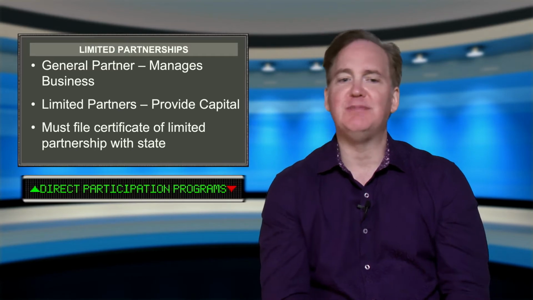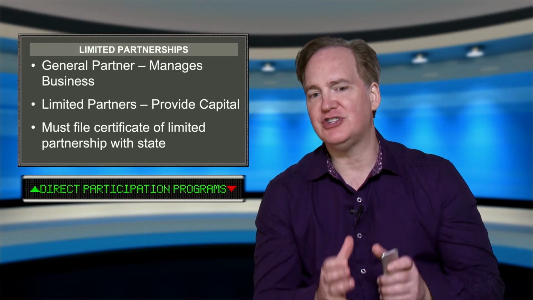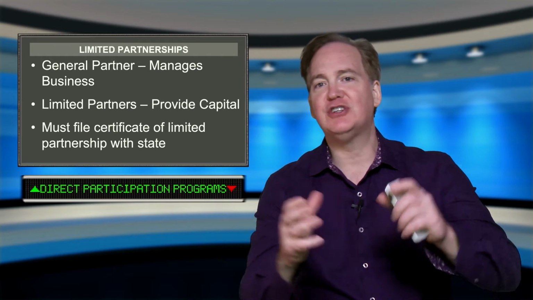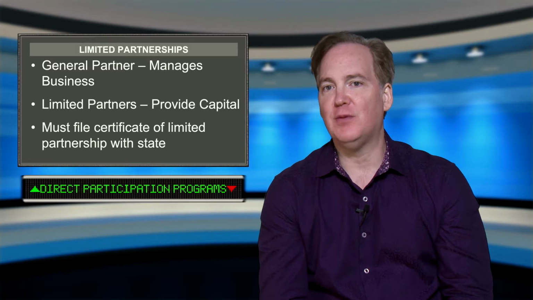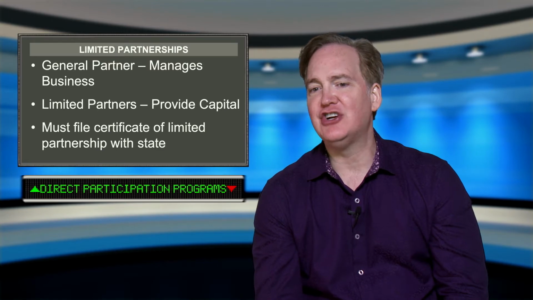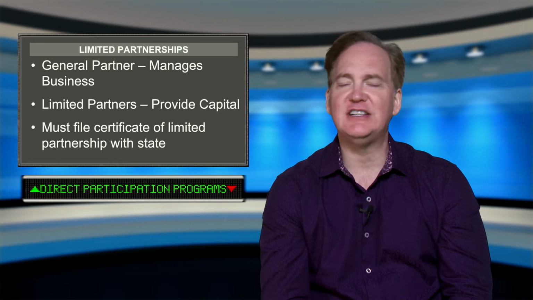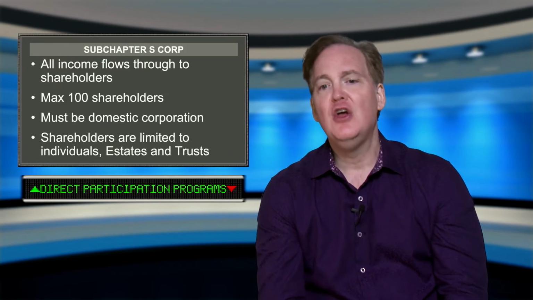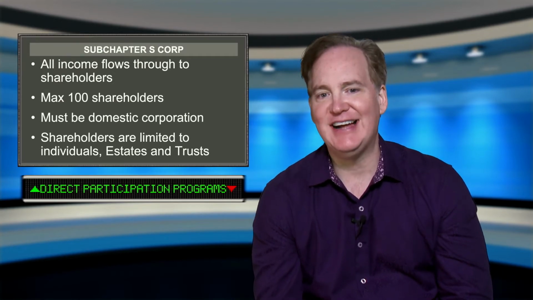When a limited partnership is formed, the partnership will file a certificate of limited partnership with the state where the partnership is organized. It will also advertise the partnership, announcing its formation for a period of time to be determined by each state. So a limited partnership is definitely one form that is very popular to structure a direct participation program. A direct participation program could also be formed as a subchapter S corporation.